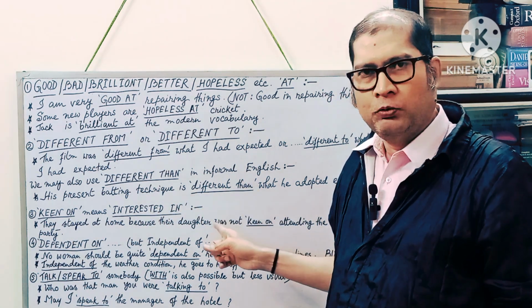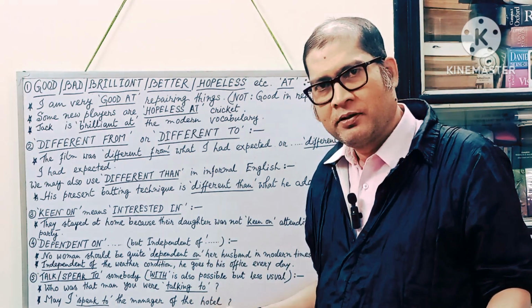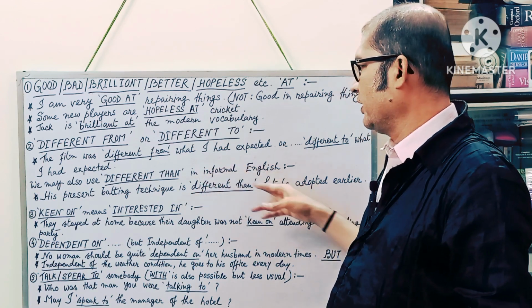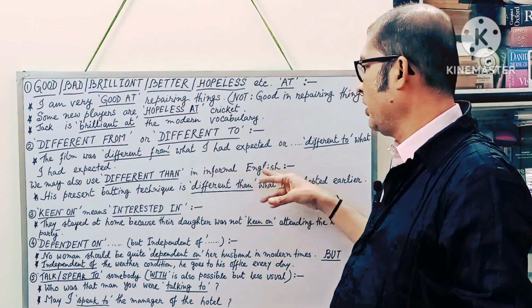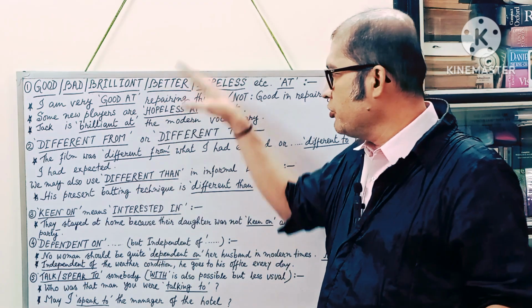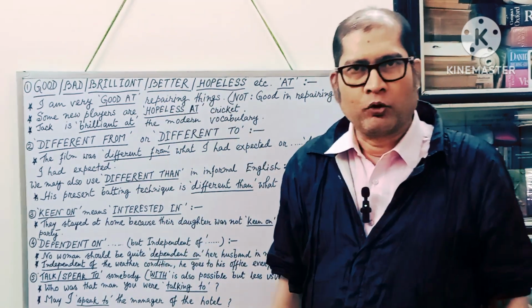Now, if you use to or from, your sentence will be correct. But different than is used only in informal English. It is categorically written here, you see, in informal English. I shall expect you to note down all these what are written on the whiteboard.